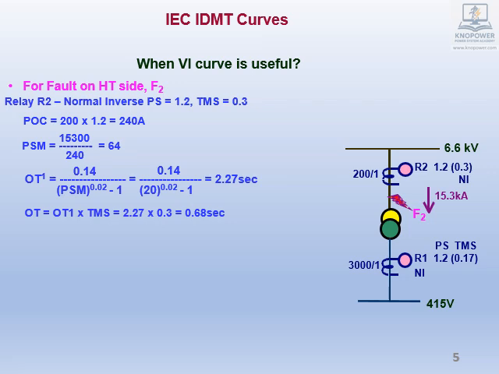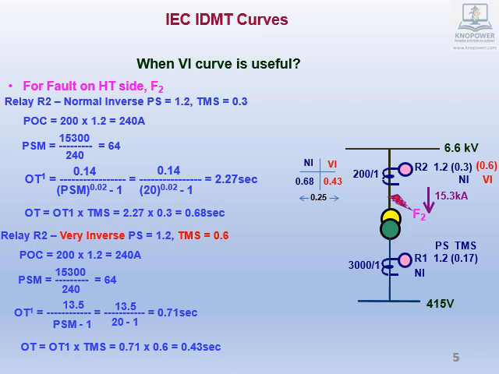POC equals 200 into 1.2 equals 240 amps. PSM equals 15.3 kiloamps by 240 equals 64, which is much greater than 20. Hence in IEC equation for PSM, we will substitute only 20. For NI, OT1 equals 0.14 by 20 to the power 0.02 minus 1 equals 2.27 seconds. OT for TMS of 0.3 equals 2.27 into 0.3 equals 0.68 second.